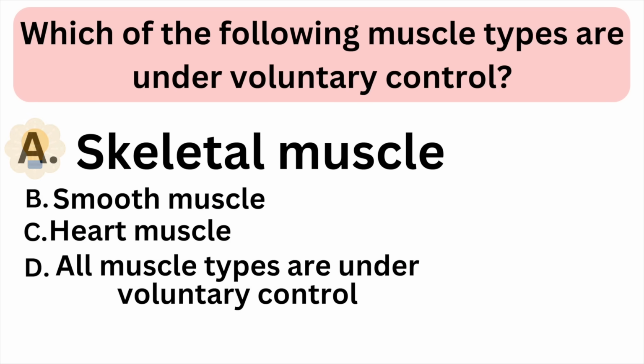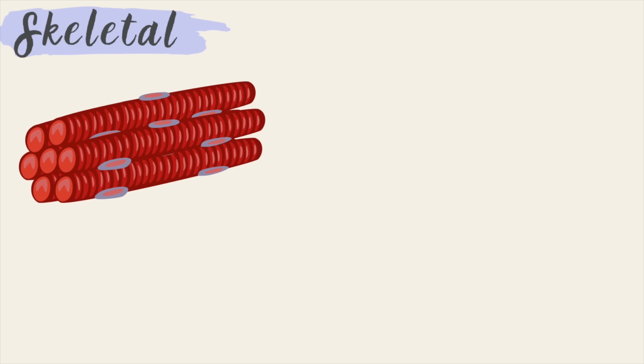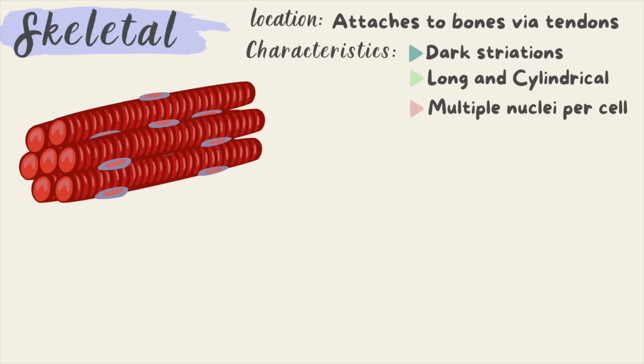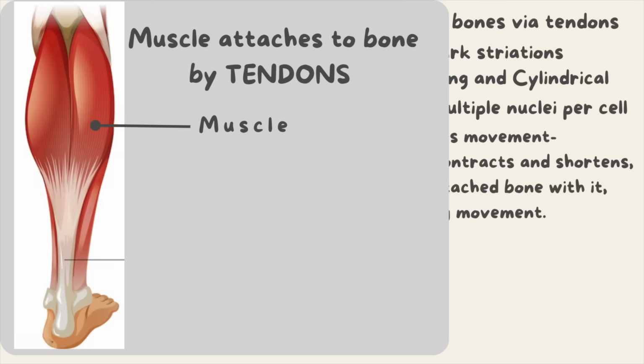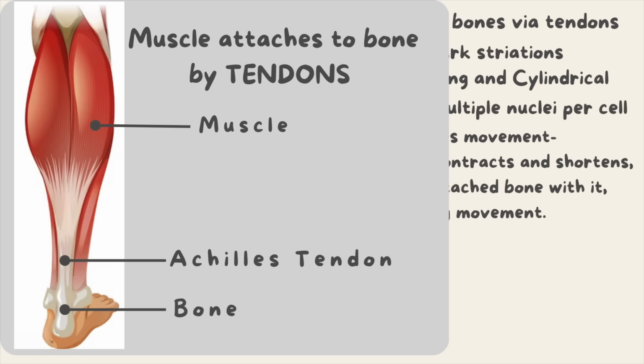So let's go over the 3 muscle types while we're here. Skeletal muscles attach to bone via a tendon. In this illustration, you can see the calf muscle and the bone and the Achilles tendon. So the tendon is attaching muscle to bone.